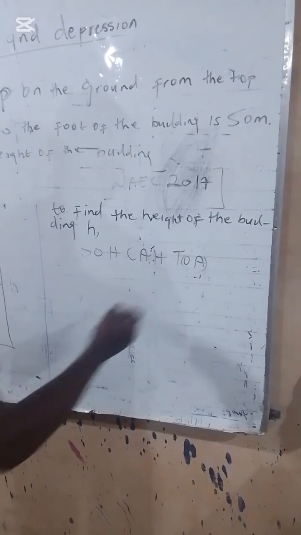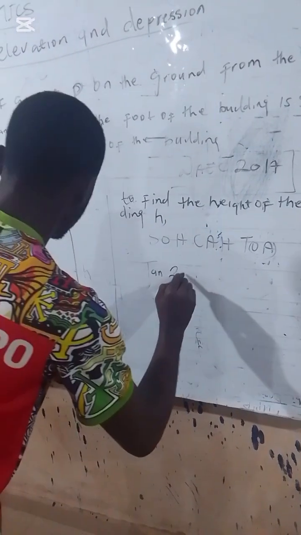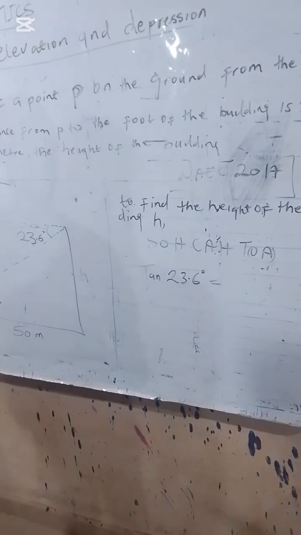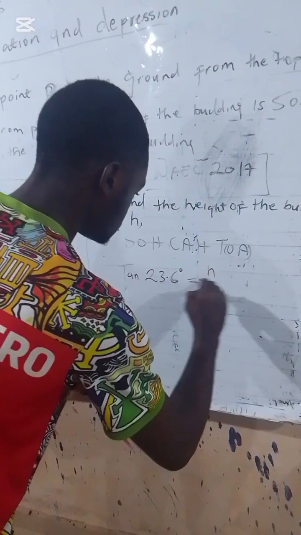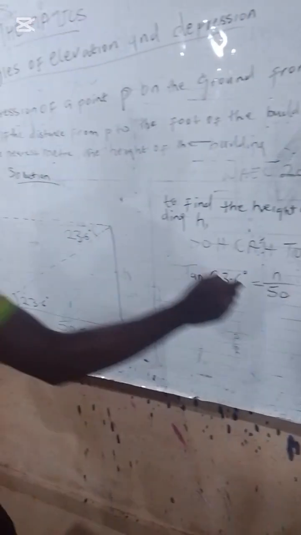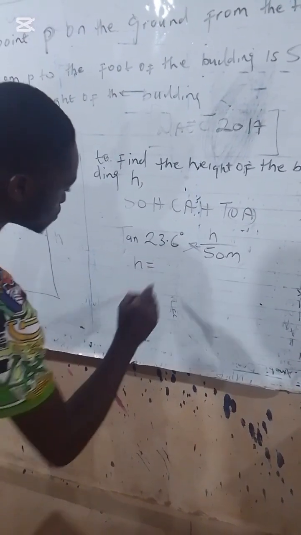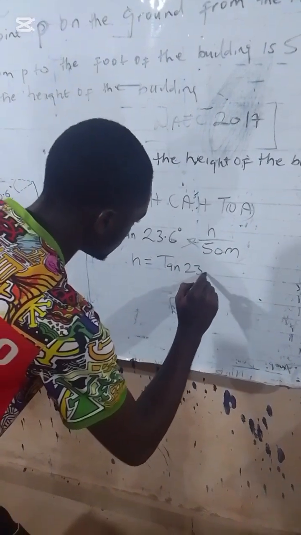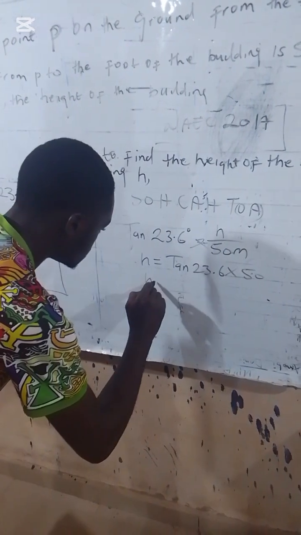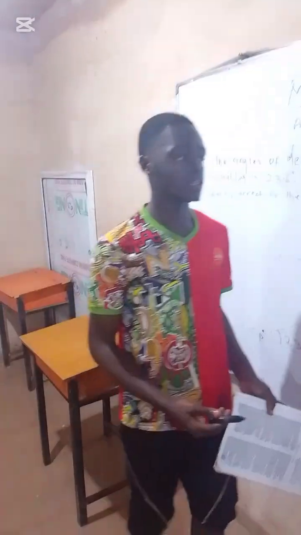That is tan, which makes use of opposite and adjacent. So tan 23.6 degrees is equal to the opposite, which is h, over my adjacent, which is 50 meters. If we cross multiply, we have h is equal to tan 23.6 times 50. That is my h, whatever we get there, and that is our final answer.